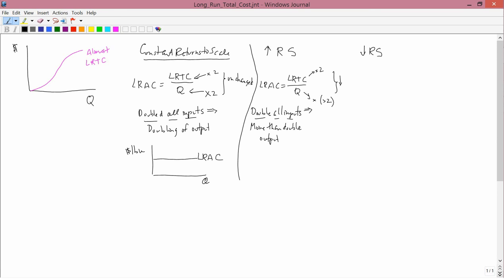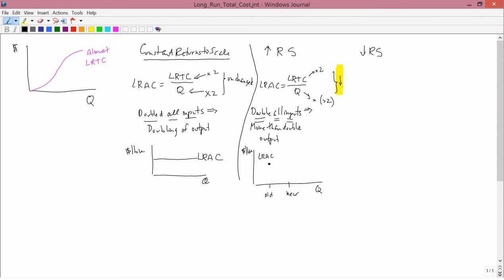Now, let's think about the graph. We've doubled all the inputs, and that led to more than doubling the output. So output's gone up. Let's say this is the old output, and this is the new output. Output's gone up. It's more than doubled. Perhaps I should have drawn the new a little bit further to the right, but it doesn't matter for this point. So here's the old long-run average cost. The new one is below the old one. That's this arrow. The new one is below the old one.